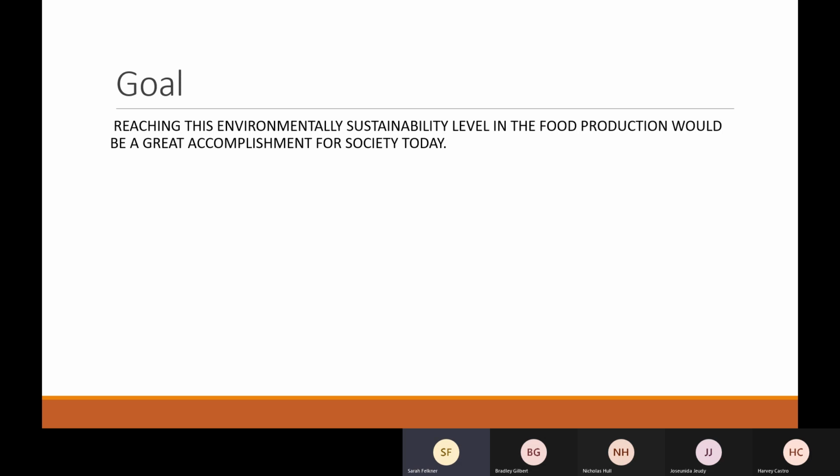Our goal through this analysis would just be reaching an environmental sustainability level in the food production industry. This would be a great accomplishment for society today and how we're trying to change to environmentally sustainable productions.